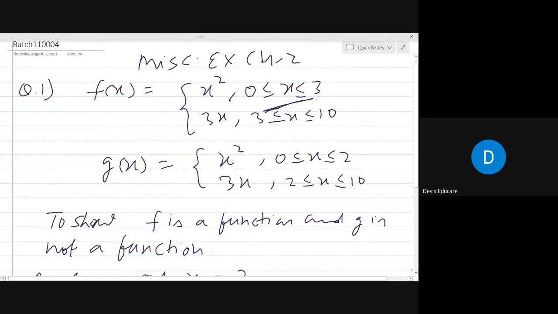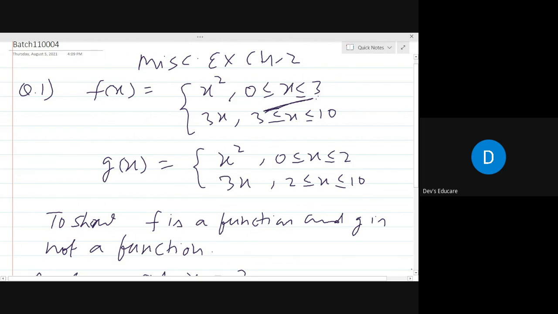If we take set A as the domain, the values of x, and set B as the range, the values of the function, then x equals 3 is the critical point where the value of the function can change. Are you getting me? Both of you, Ria? Yes, sir, clear. So why are we checking only at x equals 3? Who can explain? Muskan, can you explain why we are checking the value of the function at x equals 3 only? We are not checking at other points.